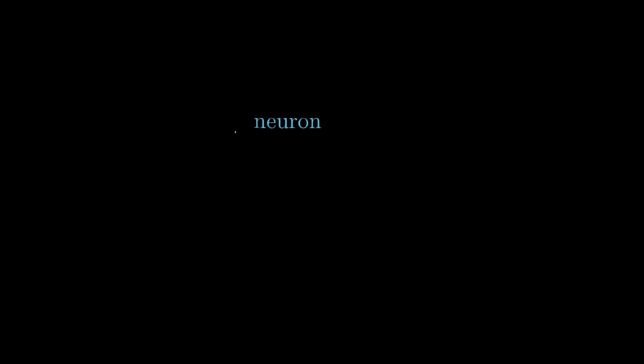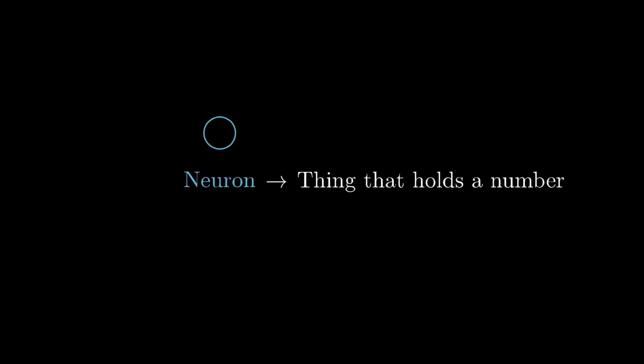Right now, when I say neuron, all I want you to think about is a thing that holds a number. Specifically, a number between 0 and 1. It's really not more than that. For example, the network starts with a bunch of neurons corresponding to each of the 28 times 28 pixels of the input image, which is 784 neurons in total.